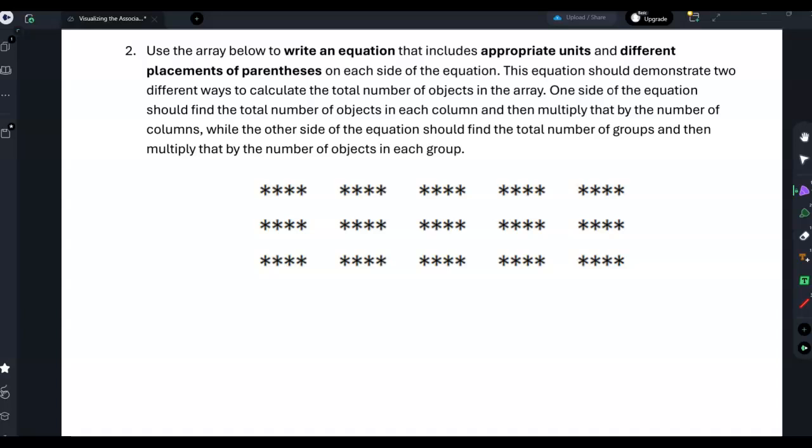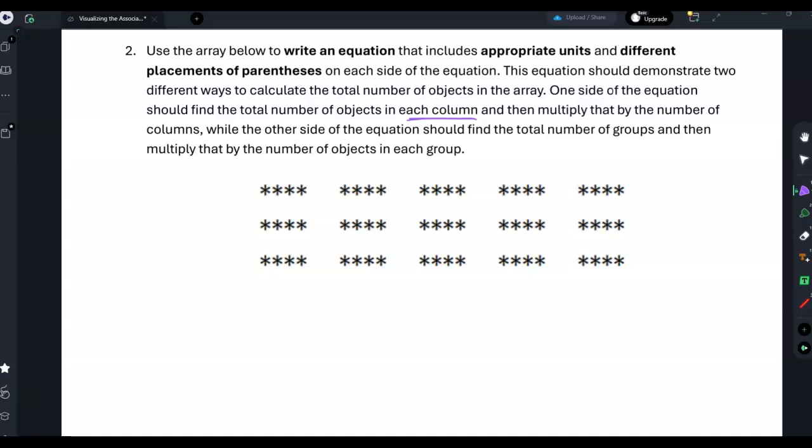So then this one says to use the array below to write an equation that includes appropriate units and different placements of parentheses on each side of the equation. This equation should demonstrate two different ways to calculate the total number of objects in the array. One side of the equation should find the total number of objects in each column. So that's a little different because normally we would use rows, but this is saying to use columns.